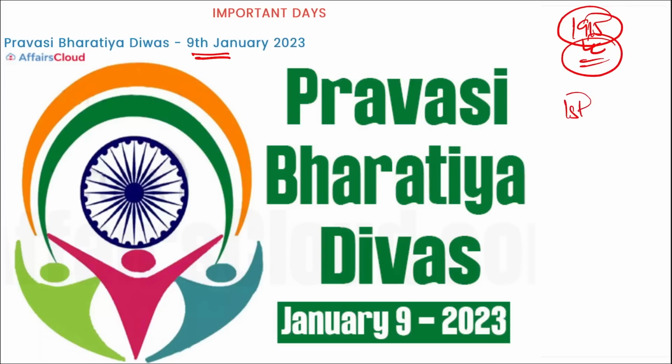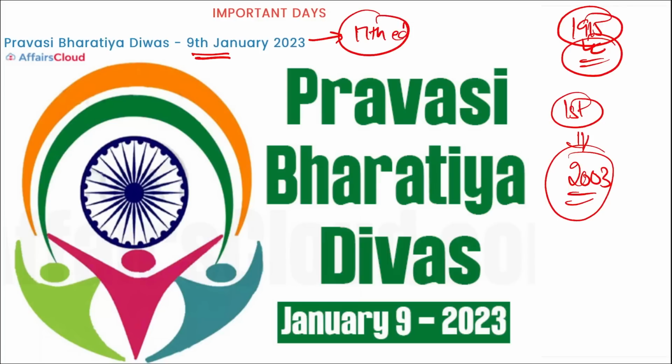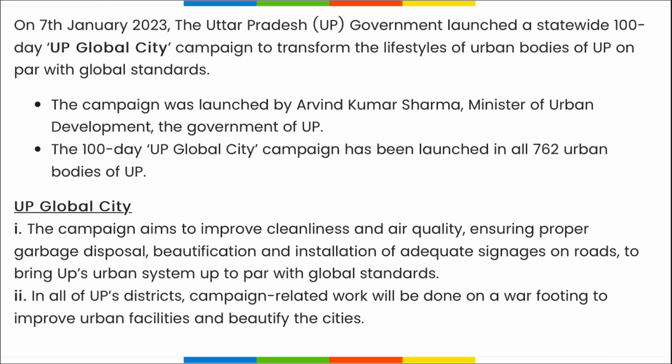The first edition of the Pravasi Bharatiya Divas was observed in the year 2003, and in 2023 this is the 17th edition. Next, the theme that you need to remember for Pravasi Bharatiya Divas is Diaspora: Reliable Partners for India's Progress in Amrit Kal. I repeat, the theme here is Diaspora: Reliable Partners for India's Progress in Amrit Kal.